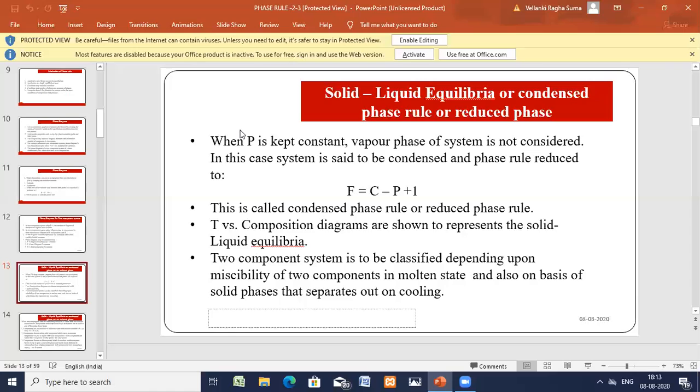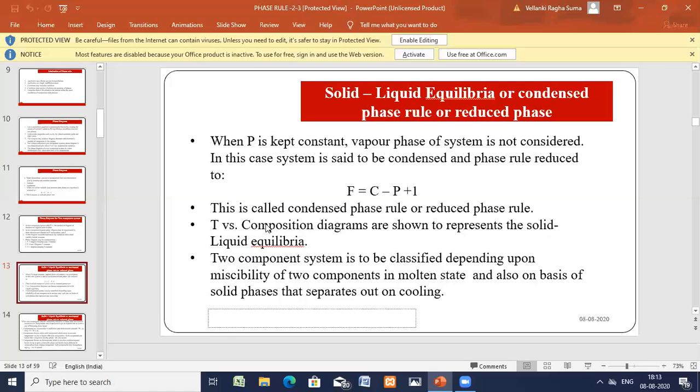Now we are taking P constant, three-dimensional, P, T, C. So we are keeping P constant. Now temperature versus composition diagrams are shown here. For solid liquid equilibrium, temperature versus composition diagrams will be shown. I told you in the previous slide.